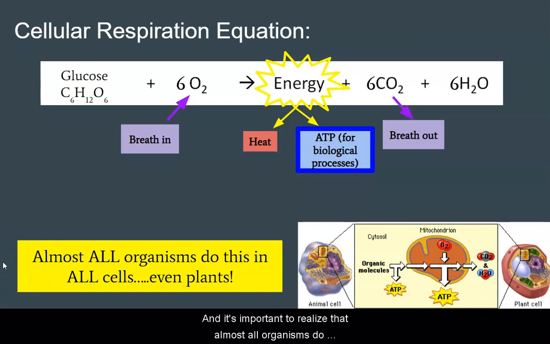And it's important to realize that almost all organisms do this, and almost all cells, even plants. As I mentioned, this happens in a special part in the cell called the mitochondria. But plant cells do it, animal cells do it, almost all organisms and all cells, because this is our main source of getting the energy that we need. And if we can't get the energy that we need, then we can't keep ourselves alive.